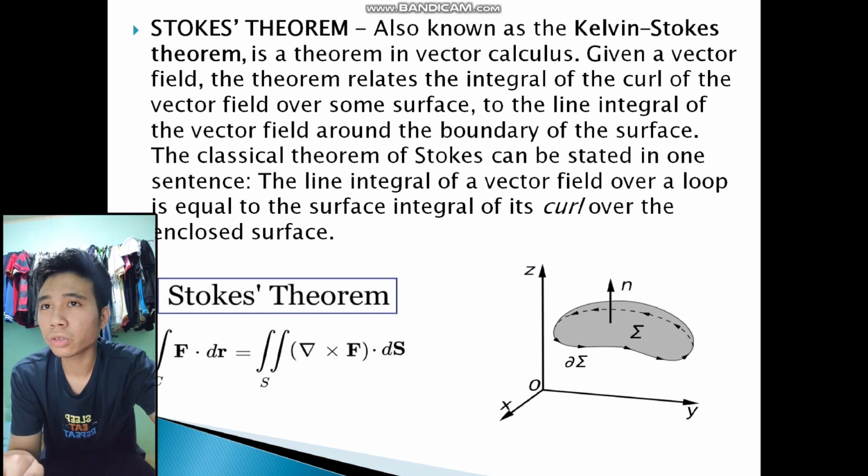Stokes' theorem, also known as the Kelvin-Stokes theorem, is a theorem in vector calculus. Given a vector field, the theorem relates the integral of the curl of the vector field over some surface to the line integral of the vector field around the boundary of the surface. The classical theorem of Stokes can be stated in one sentence. The line integral of a vector field over a loop is equal to the surface integral of its curl over the enclosed surface.